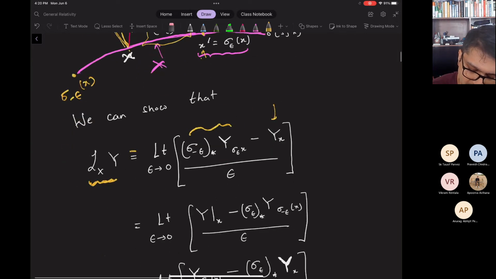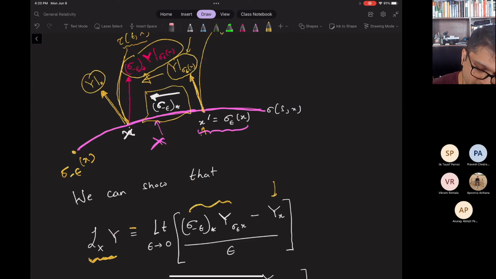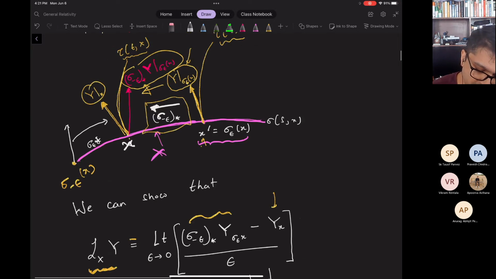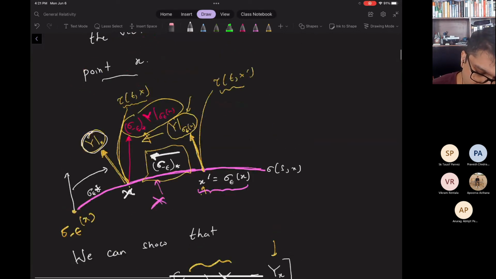I could have looked at the vector field y at this point, and pushed this forward using the regular flow sigma epsilon, sigma epsilon star. So I could have used sigma epsilon star, taken the vector field at sigma minus epsilon, pushed it forward, and then compared it with y of x. Or alternatively, I could have taken this vector, pushed it forward, and then compared it with this.